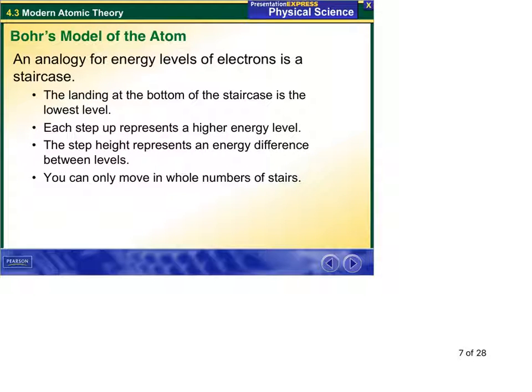One analogy that can be used for this is a staircase. Starting at the bottom of the staircase is the lowest level, each step up is a higher energy level, and the step height represents an energy difference between levels. You can only move in whole numbers of stairs. You can't stand on step number 1.5. There is none. You're on step 1 or you're on step 2.